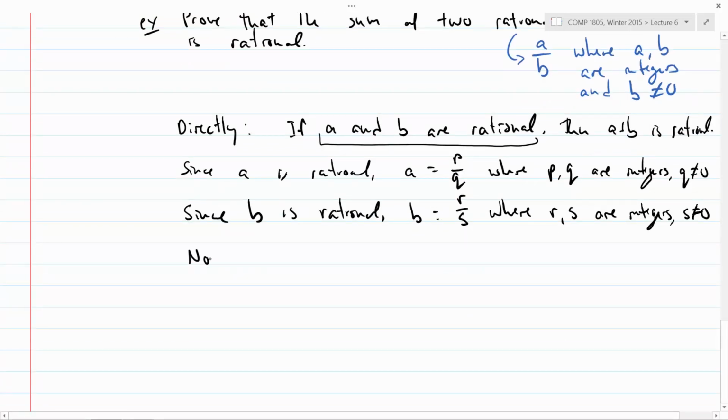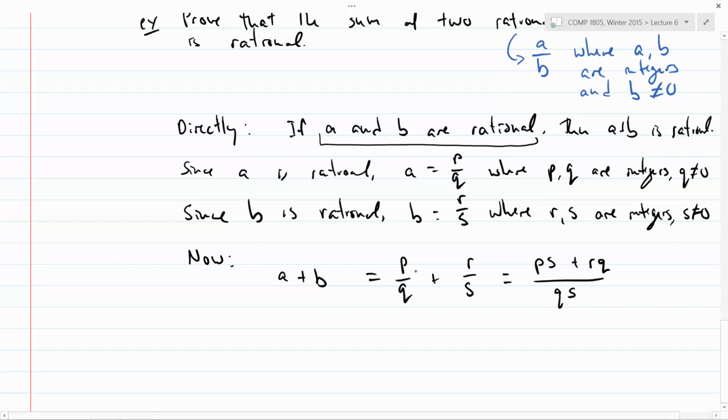Now we want to know about A plus B. A plus B is what? Well, it's P over Q plus R over S. And what is that sum? Who remembers how to add fractions? Yeah, PS plus RQ over QS. Exactly. You multiply this one by Q on the top and bottom, and you multiply this one by S on the top and bottom, and that's exactly what you get.